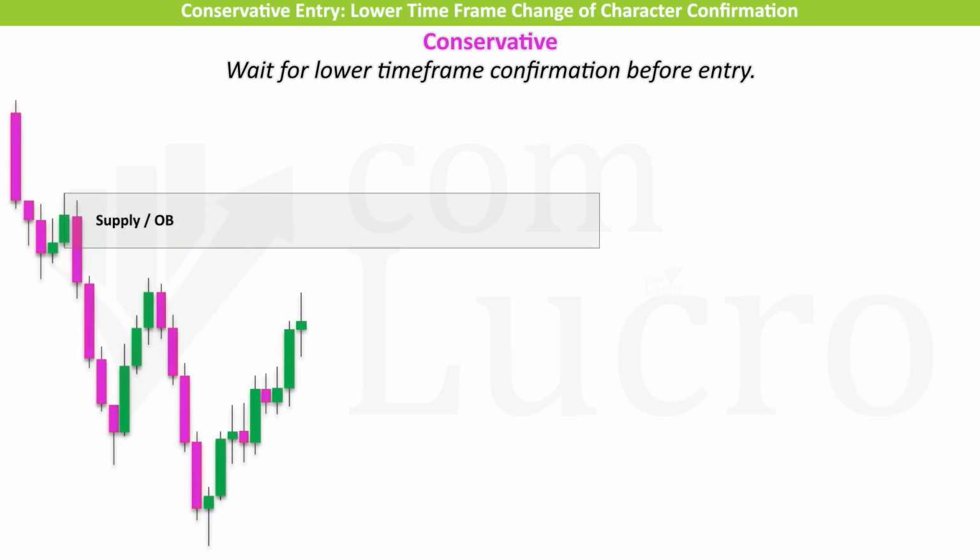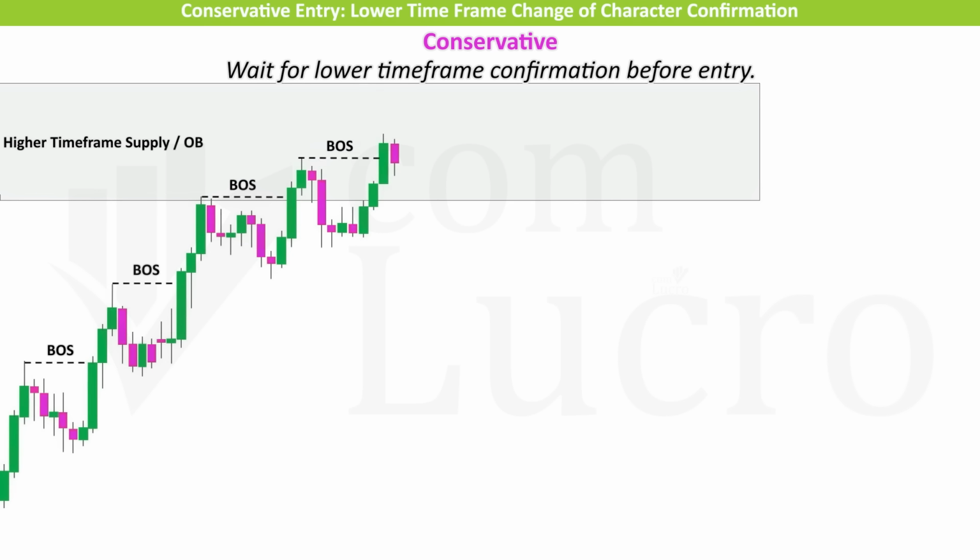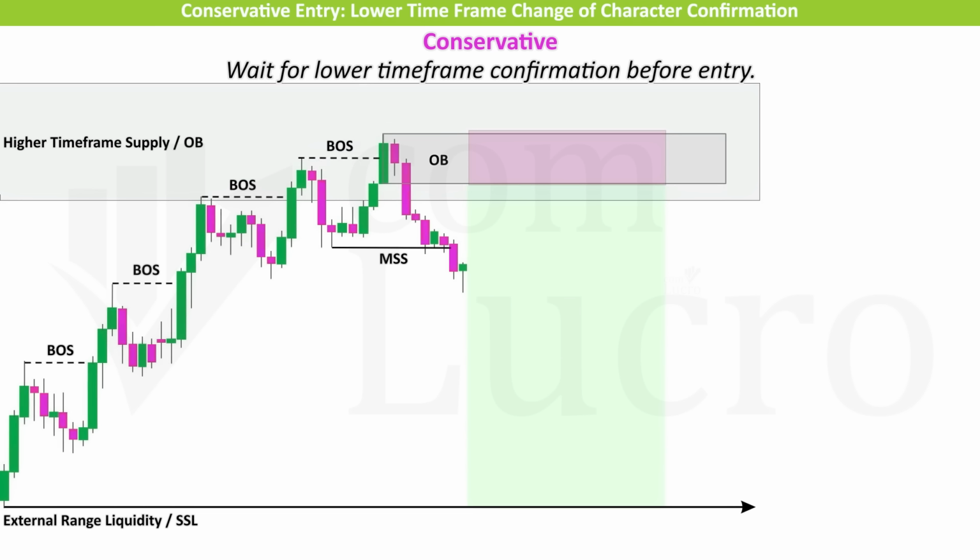To apply the model, we wait for price to reach the point of interest and show a clear rejection. Once that happens, we drop to the lower timeframe, watch price action closely, and patiently wait for a valid change of character pattern to form. Only after that shift in market structure is confirmed on the entry timeframe do we place the entry at the lowest point of the newly formed order block.